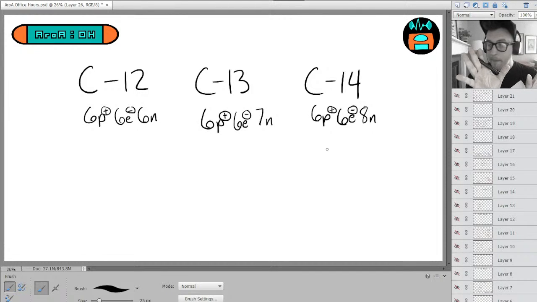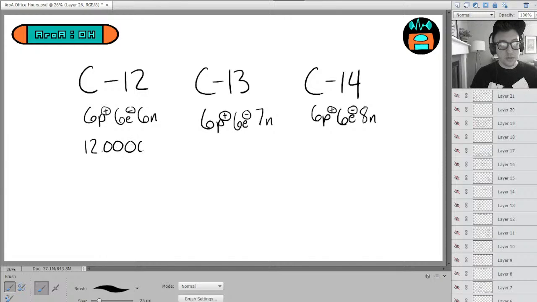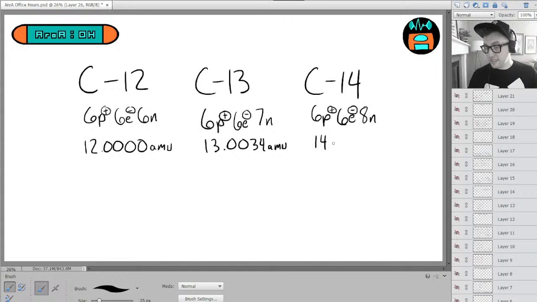Now, if you were to look at the masses of each isotope, they're going to have a different mass because they have a different number of particles in their nucleus. Carbon-12 has an atomic mass of 12.0000 AMU. Carbon-13 has a mass of 13.0034 AMU. It's a little heavier because it has an additional neutron. Carbon-14 is the heaviest of them all because it has the most particles. It has an atomic mass of 14.0032 AMU.